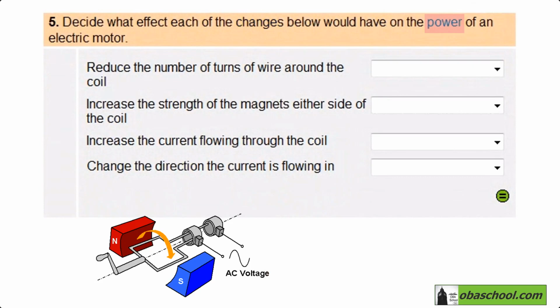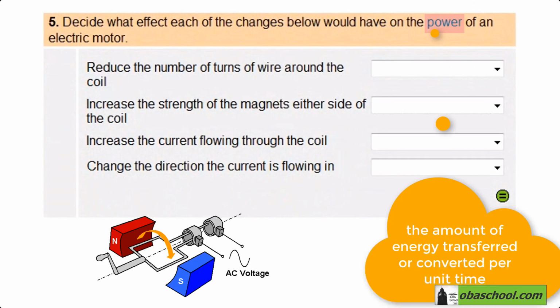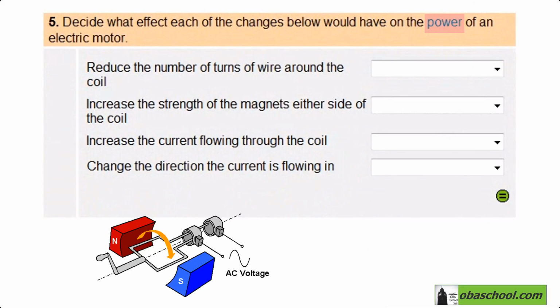Let me remind you of the power. It is the amount of energy transferred or converted per unit time. And its unit is watt, which is equal to 1 joule per second. We should know that the power in an electric motor is equal to the voltage multiplied by the current.